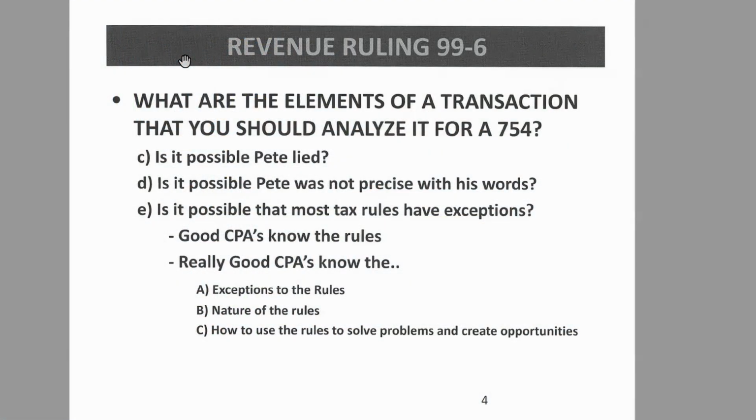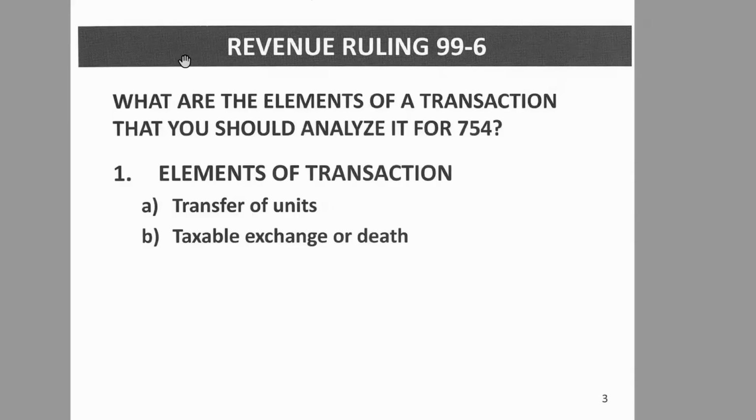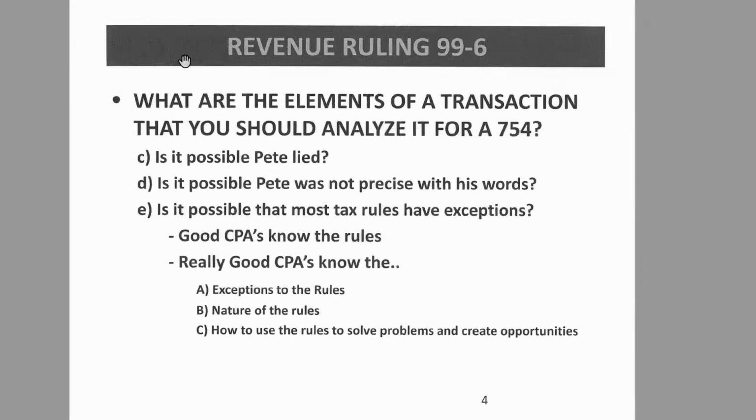What are the elements of the transaction that you should analyze it for a 754? C, is it possible Pete lied? What is this? Go ahead. And it's like this is missing a page. This has to be missing a page. Is it? No, we go from 3 to 4. Okay, well, let's see where this goes.